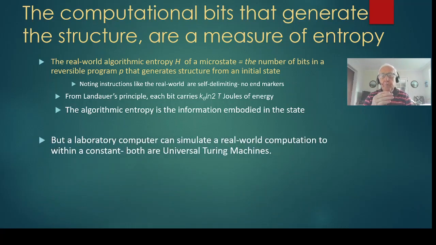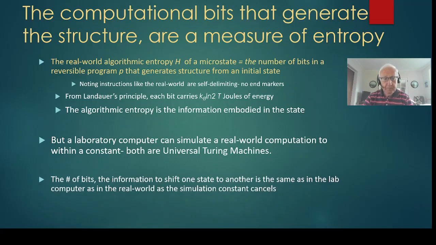But a laboratory computer can simulate a real-world computation to within a constant because both are what are called universal Turing machines. So the number of bits, the information needed to shift one state to another, is the same in the lab computer as in the real-world computer, as the simulation constant cancels.